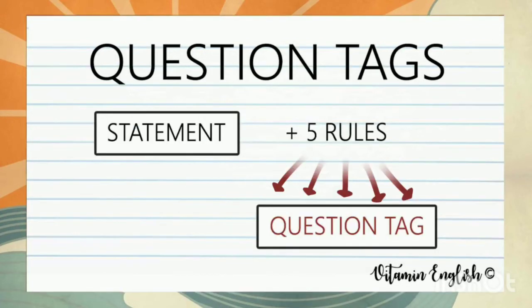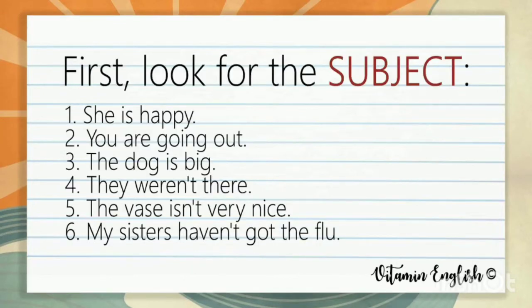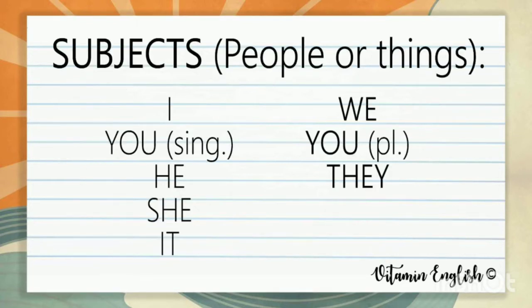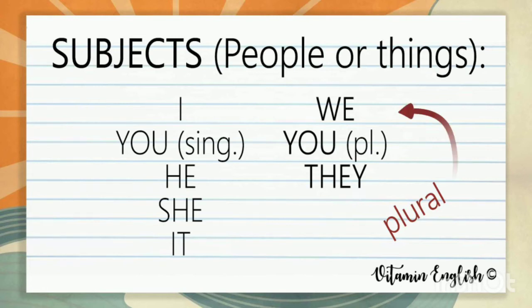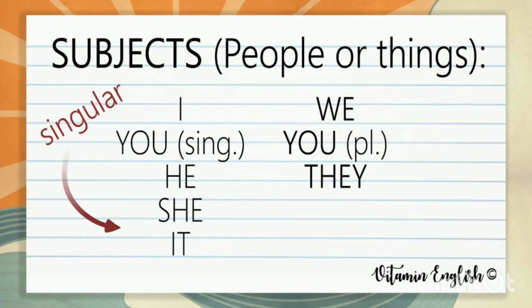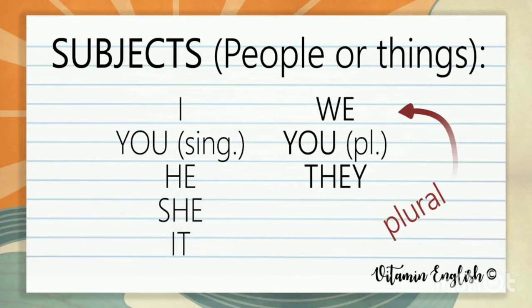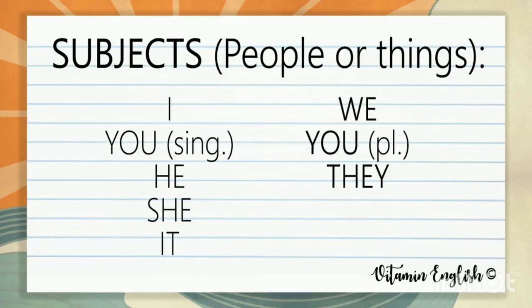Remember, we are going to add the question tag by doing 5 steps. The first step is to look for the subject. To remind you, subjects are people or things that we are talking about. We can divide subjects into singular, or one thing, and plural, which is 2 or more things. On the singular side, we have I, singular you, he, she, and it. On the plural side, there is we, plural you, and they. We will talk about subjects in more detail in another video.